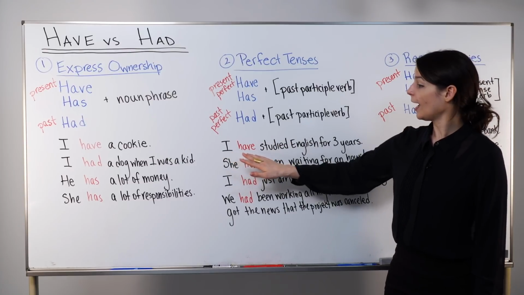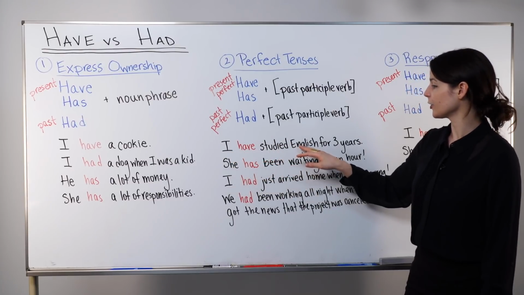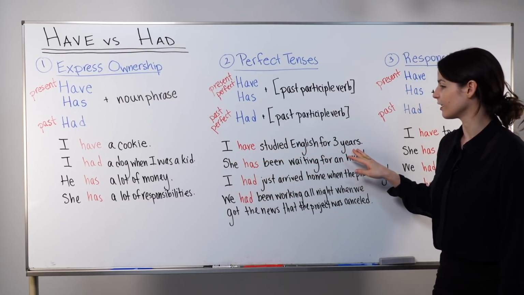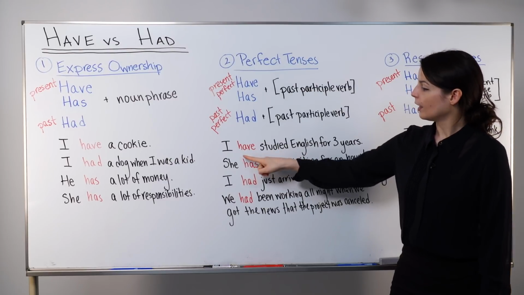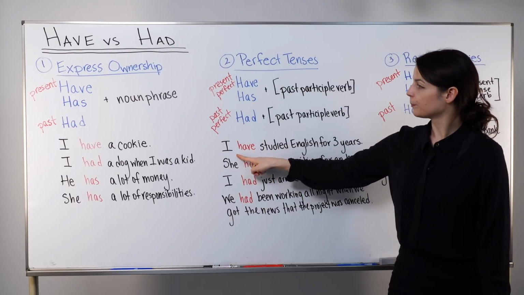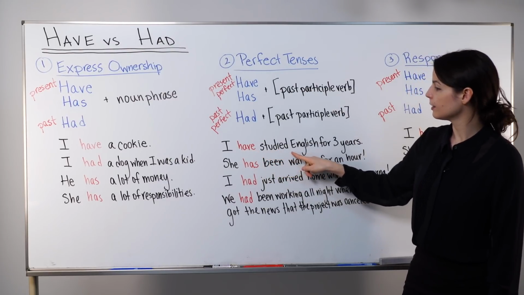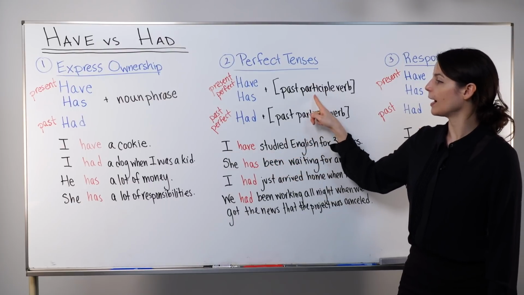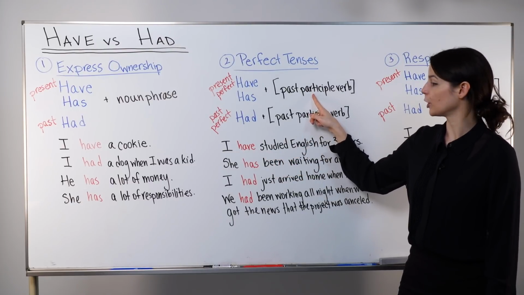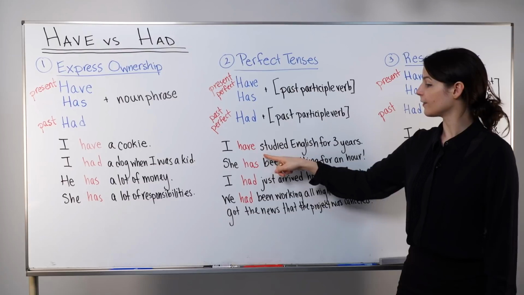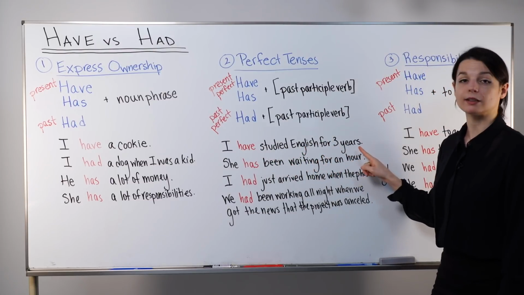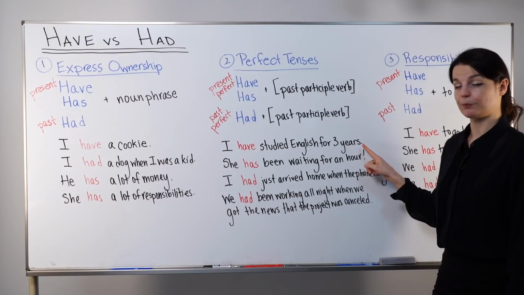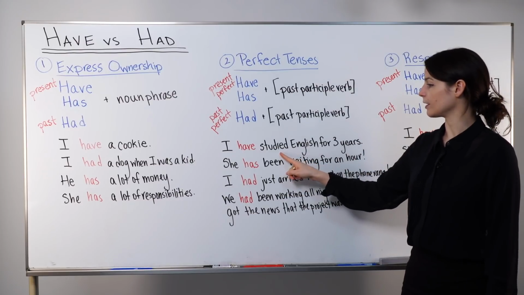First, I have studied English for 3 years. So, have is used here before studied. Studied is the past participle form of the verb study. I have studied English, in this case, for 3 years. The speaker includes a length of time.